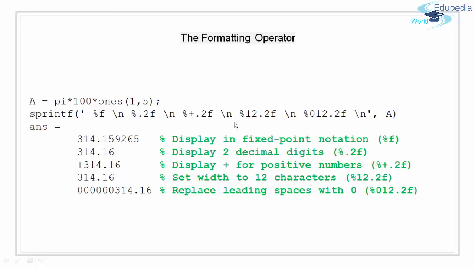Then we have %012.2f. That replaces the leading spaces with 0. So we get a number like 0000314.16, still with 2 decimal precision.